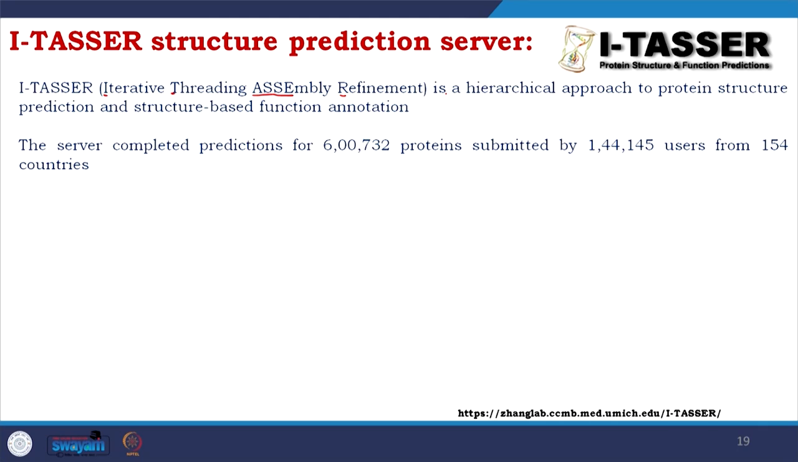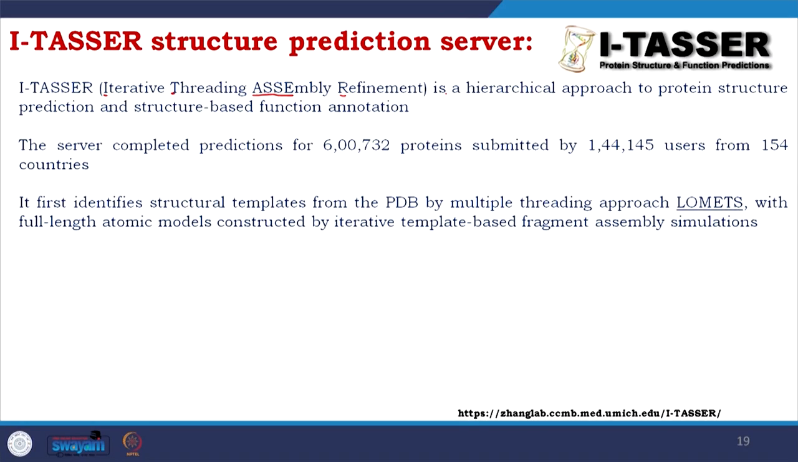You will be amazed to know that recent data shows that the server completed prediction of 6,732 proteins. So, they have predicted 6,732 protein structures already, which were submitted by 1,44,145 users from 154 countries. That is the strong use of this software.